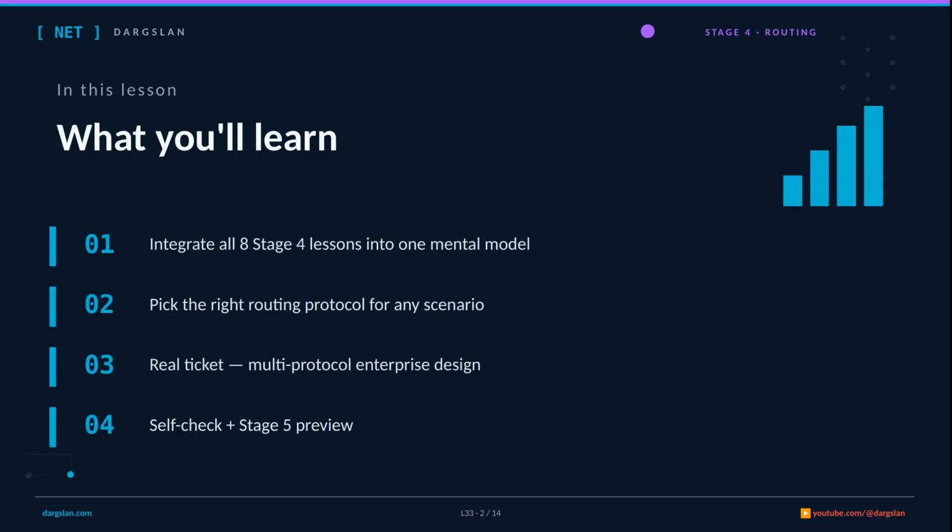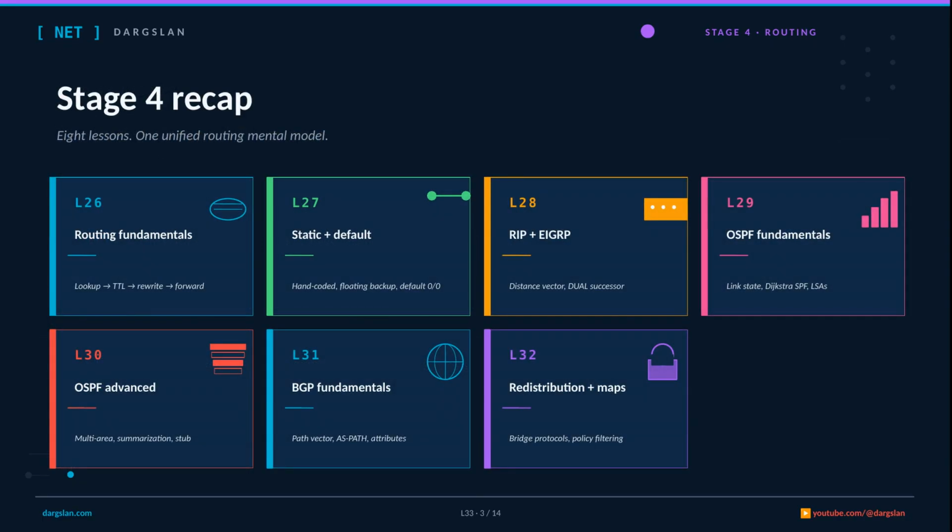First, we'll weave all 8 Stage 4 lessons into a single mental model, one cohesive way of thinking about routing. Then, we'll sharpen your instinct for picking the right protocol in any scenario before rolling up our sleeves on a real multi-protocol enterprise ticket. And we'll close with a quick self-check and a look at where Stage 5 takes you next. Let's quickly retrace the ground you've already covered.